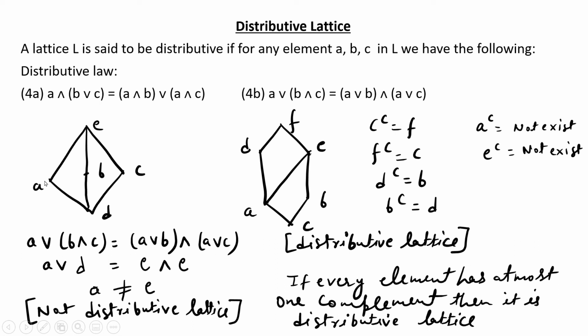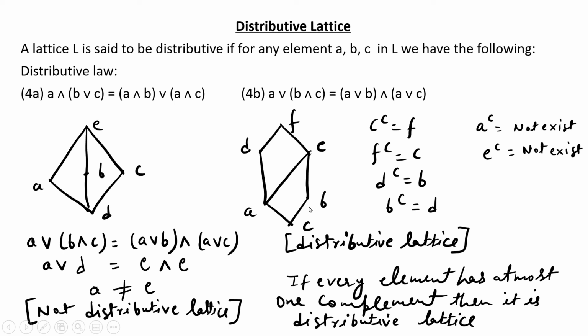Here you can see we have B, C as complements for A. So A's complement is B, C, because A join B is equal to E and A meet B equals D. Then A join C equals E and A meet C equals D. So we have more than one complement for A.